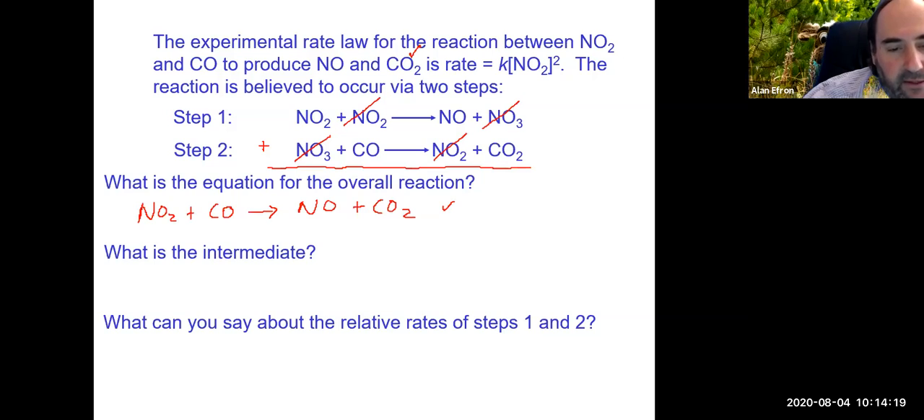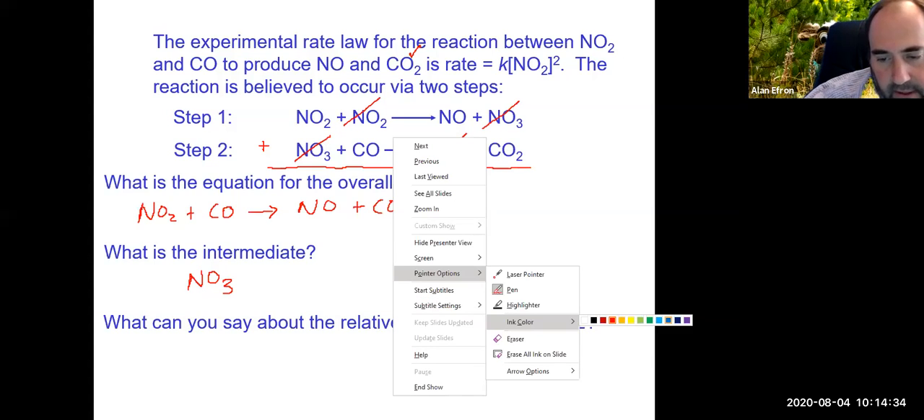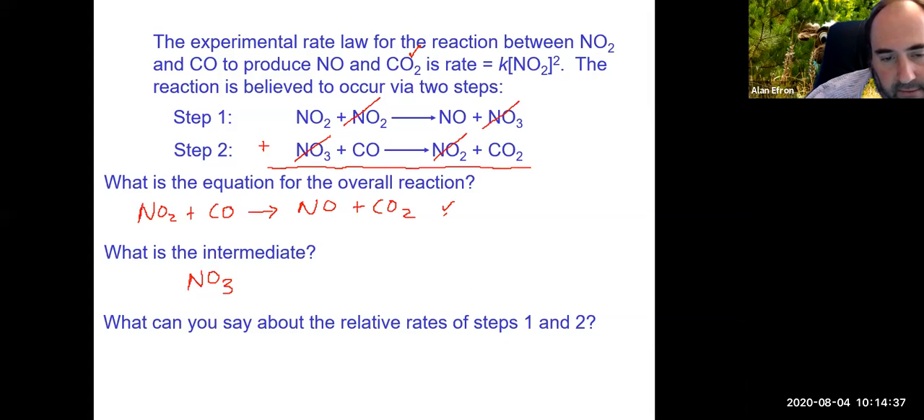Now, in terms of the intermediate, here it is the NO3. Now, you may say to yourself, didn't we cancel out the NO2? And we did cancel out the NO2, but when we look at the NO2, we didn't completely cancel it out. And it still appears in the overall reaction. So although we did cancel out a little bit of that NO2, because it still appears in the overall reaction, it is not an intermediate.